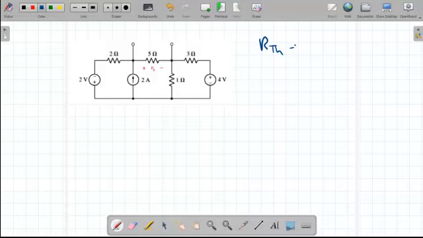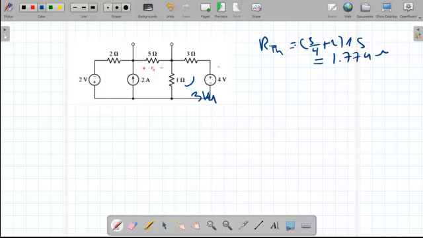because 3 and 1 together become 3/4. So our R Thevenin will equal this 3/4 plus 2 plus this 2, then they become in parallel with the 5 ohm. So this becomes 1.774 ohm.